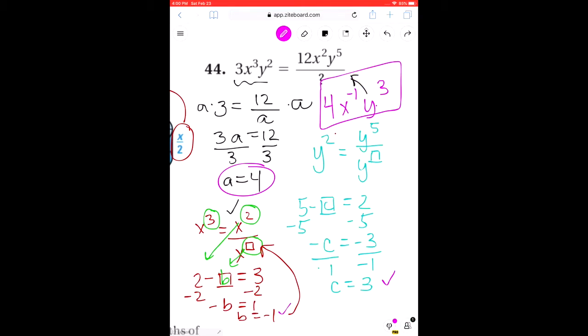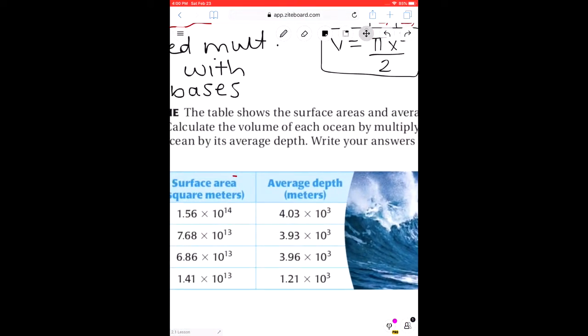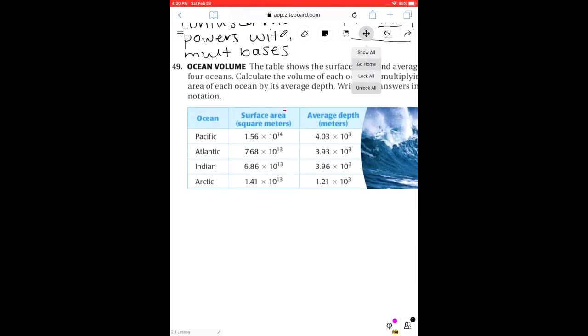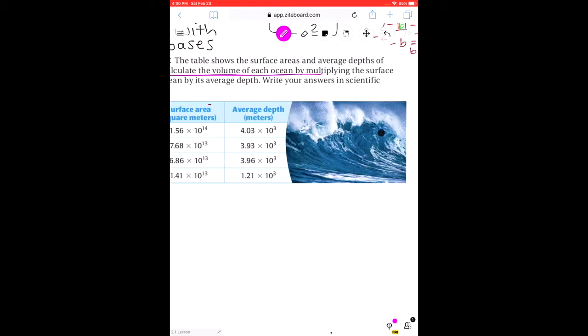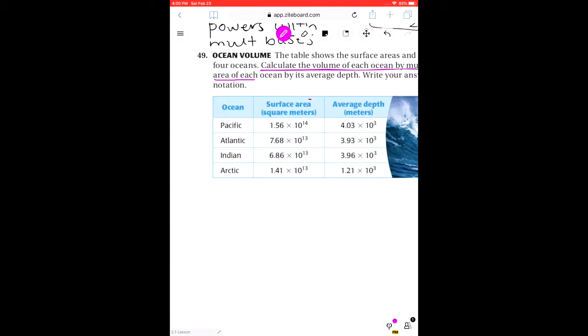So we're going to go on to the very last bit. This is a word problem, and we haven't done a ton of word problems, so this will be a great chance for you to apply what we've learned. Without reading everything, it says right here, calculate the volume of each ocean by multiplying the surface area of each ocean by its average depth. That's really the key point here because that tells us exactly what we're responsible for doing.